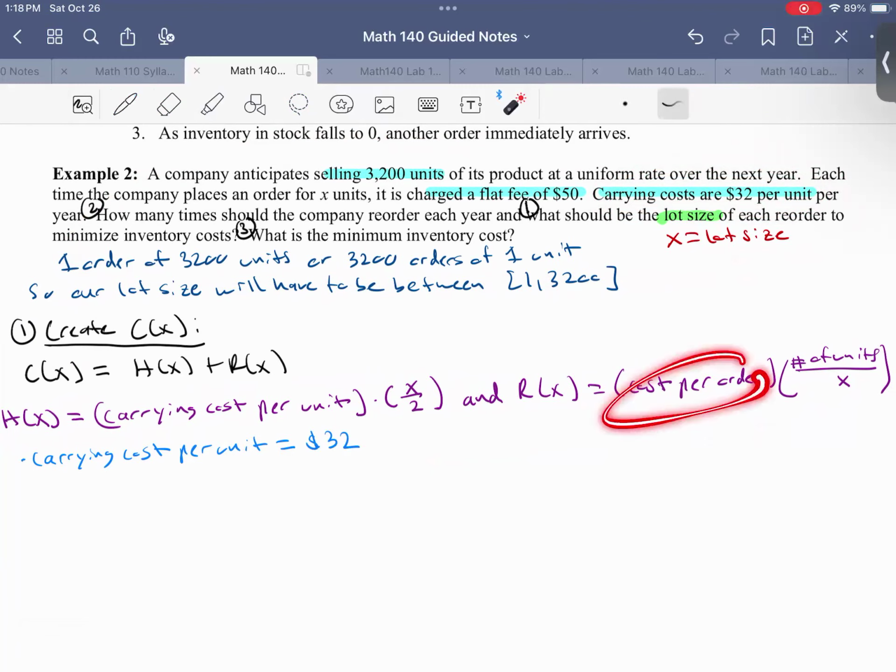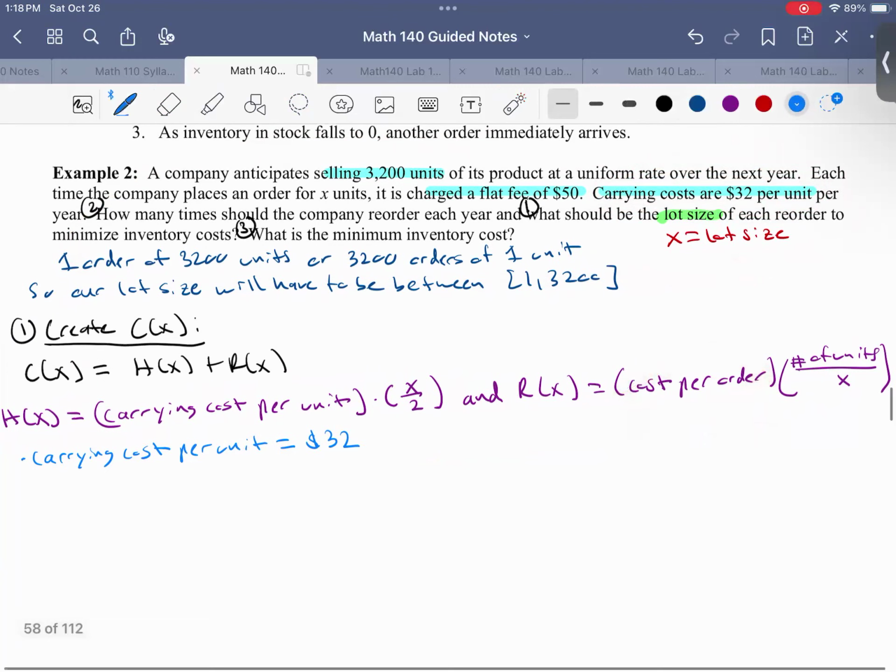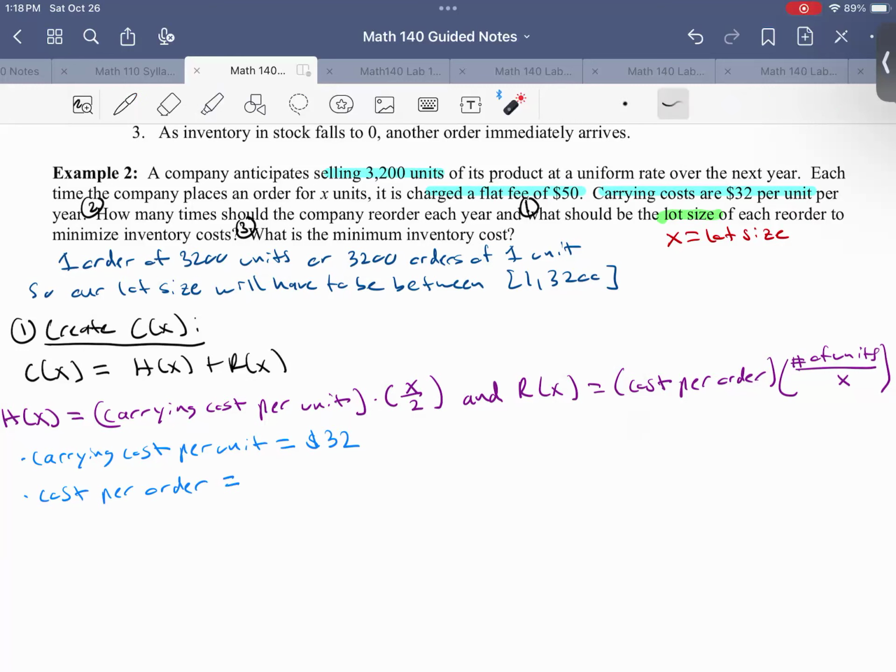I need to find cost per order. So cost per order is being charged a flat fee of $50. So that's our cost per order, because that's what it's costing us to order this. We're being charged a flat fee of $50, and number of units sold, right?